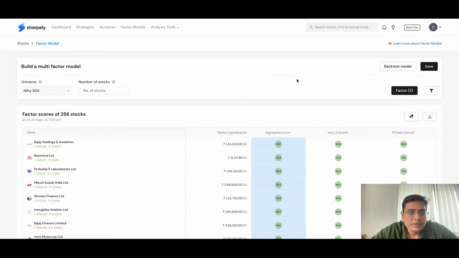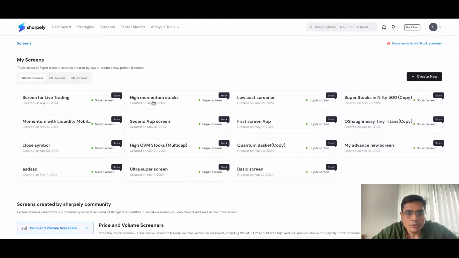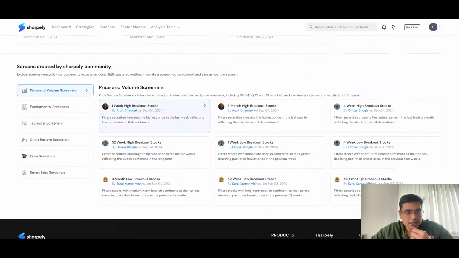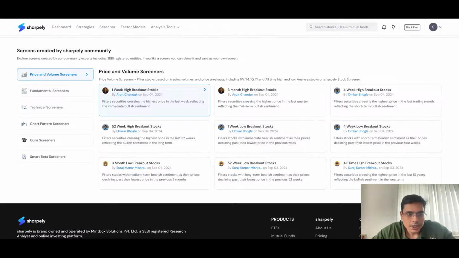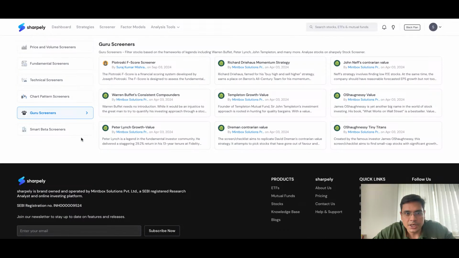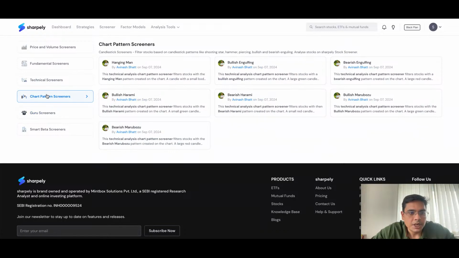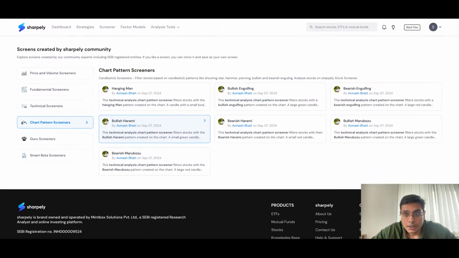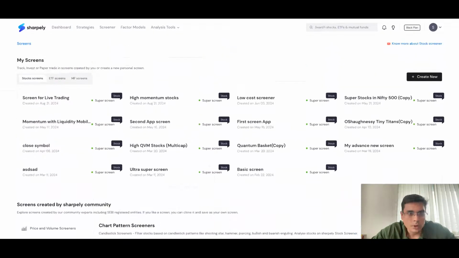One more thing that we have recently launched is a lot of community screens, which you can see here. We have categorized them as price and volume, fundamental. Our favorite is the Guru screens, where we have reproduced the investing style of many investment gurus and try to capture them through a screen. But there are many multiple screens, and all of you are welcome to come and publish here.